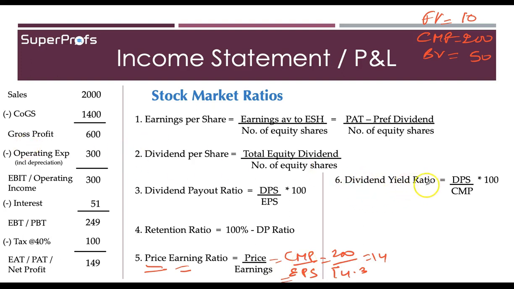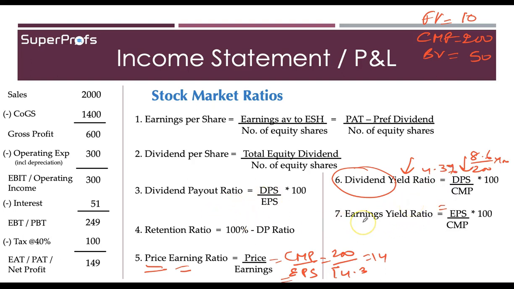Next one is dividend yield ratio. So basically, if you invest in the shares of this organization today, what is the percentage of dividend that you are getting? And therefore this is calculated by dividing the dividend per share value by the current market price, which is 8.6 by 200 into 100, therefore 4.3%.